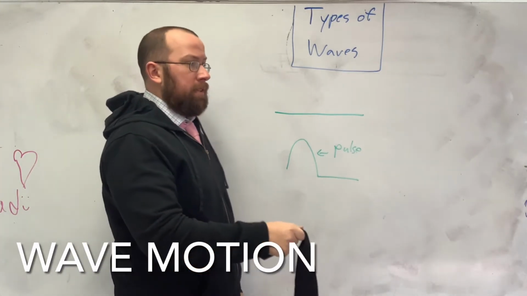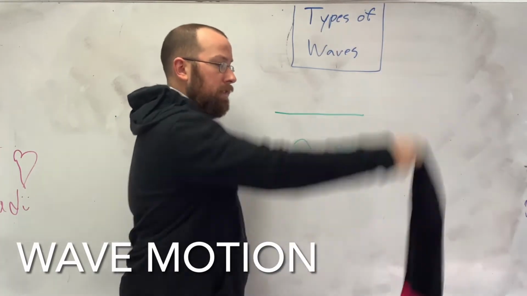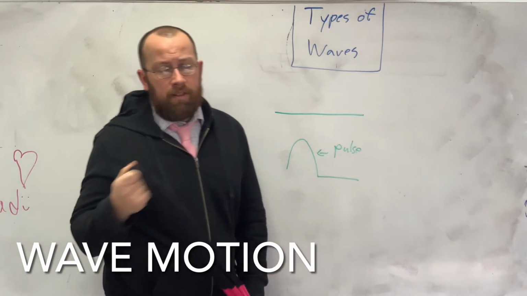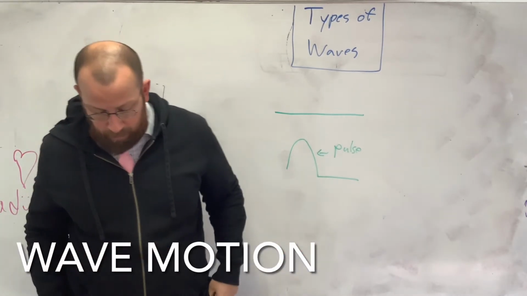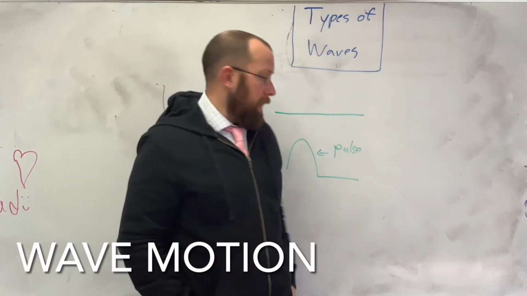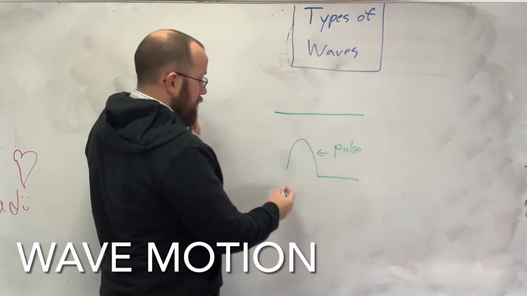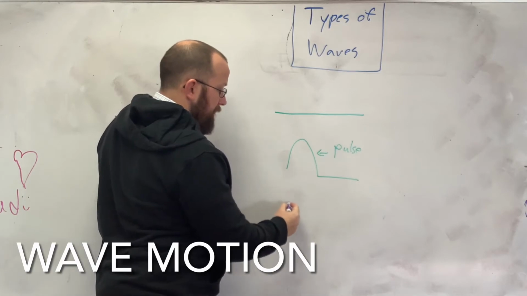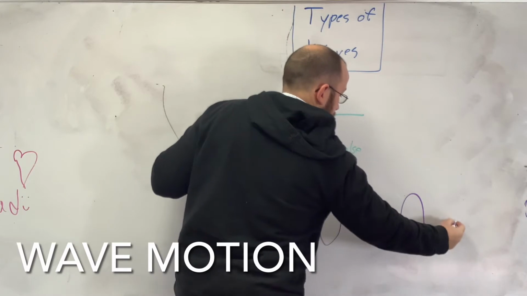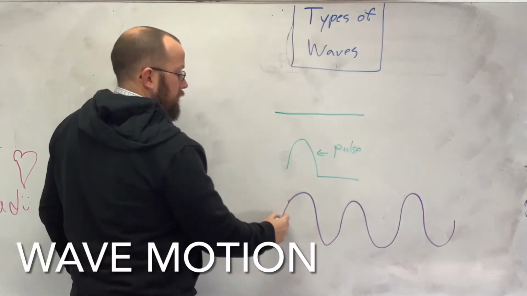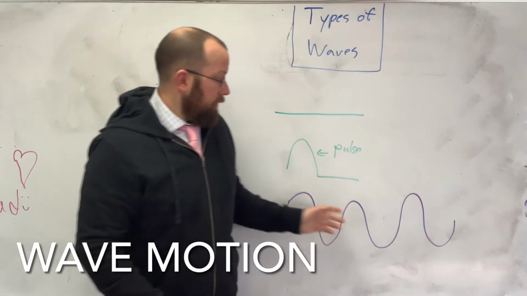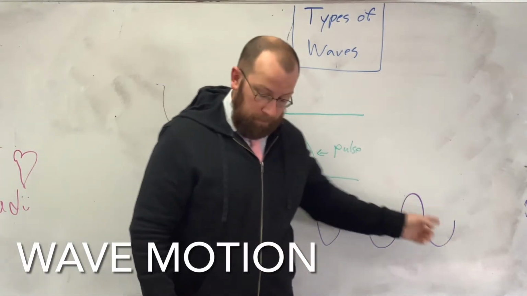So basically when you oscillate, I move my hand up, down, up, down, and it creates a wave. Granted, it's a small wave, it's just an example, but a wave is a continuous set of pulses. So this is just one pulse, but then if I oscillate it, that's all a wave is. A wave is just a bunch of oscillating pulses. Up, down, up, down.